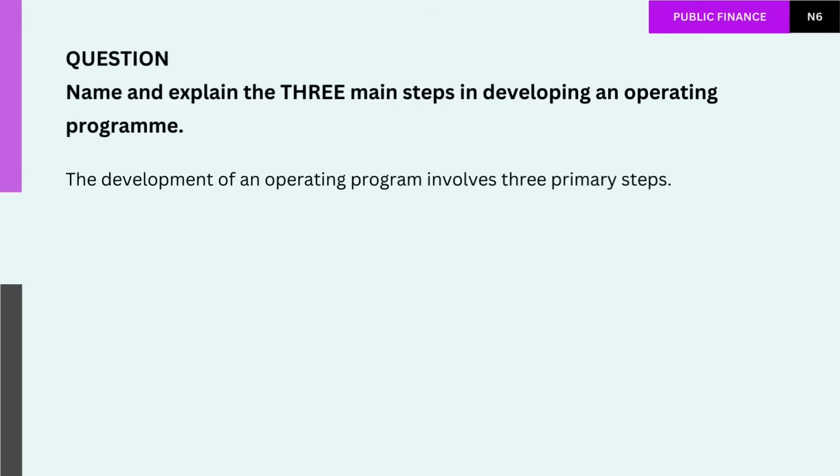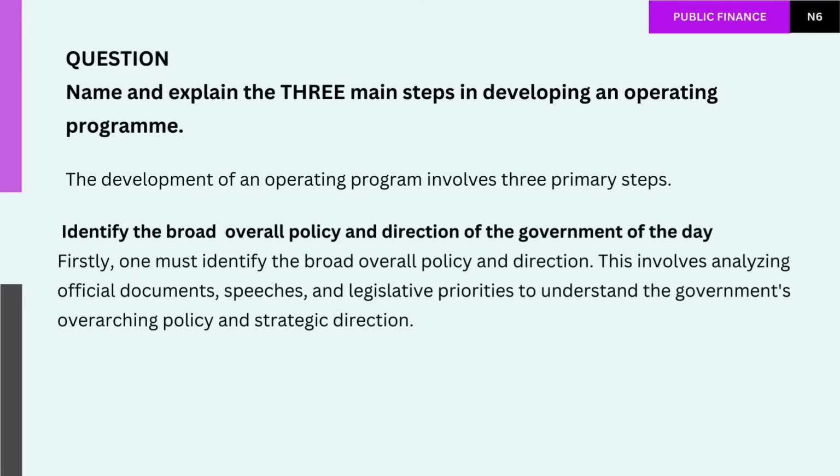Question. Name and explain the three main steps in developing an operating program. The development of an operating program involves three primary steps. 1. Identify the broad overall policy and direction of the government of the day. Firstly, one must identify the broad overall policy and direction.